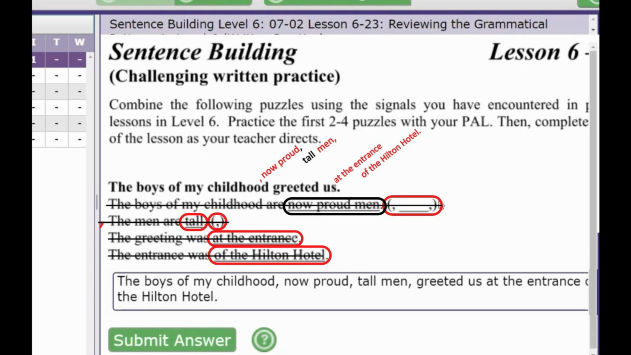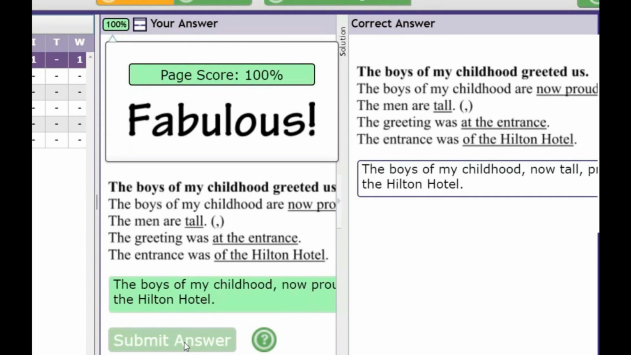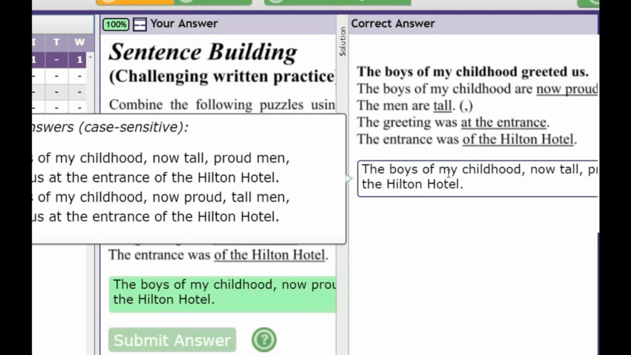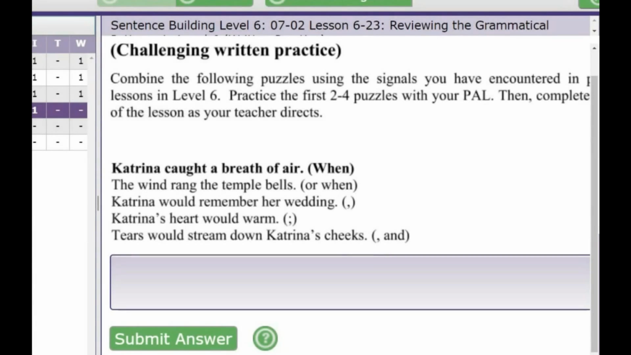Click Submit and see if the computer agrees. It does. The combined sentence was acceptable. Scroll your cursor over the answer in the right half of the screen to see if there are other acceptable answers. Let's try one more.